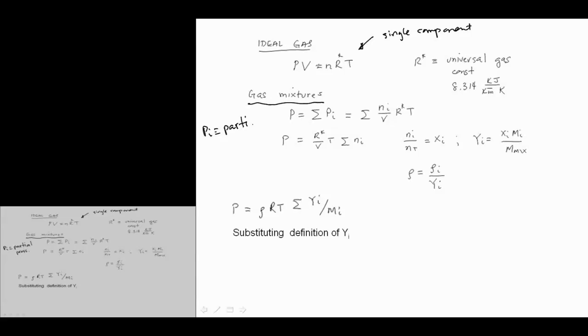And so there's nothing there. We're Ni over V, R star, universal times T. So that's okay. And the only twist, if you will, is that we're going to expand our Ni's either in terms of the mole fractions or in terms of the mass fractions. And I think it makes more sense to do it in terms of the mass fractions here.